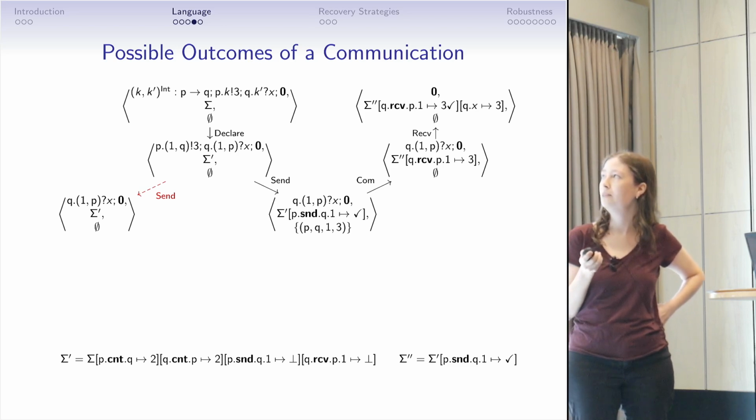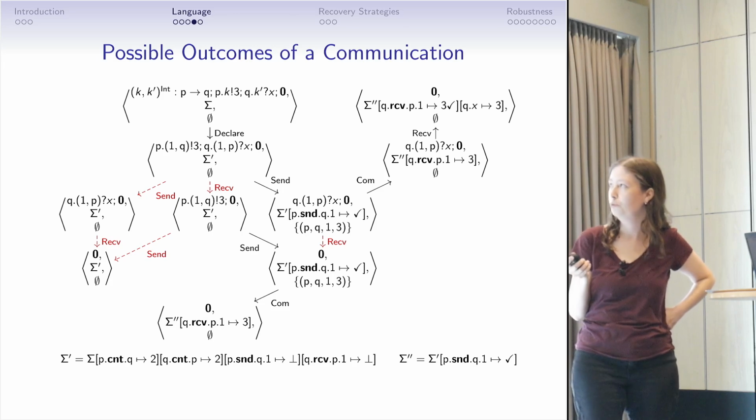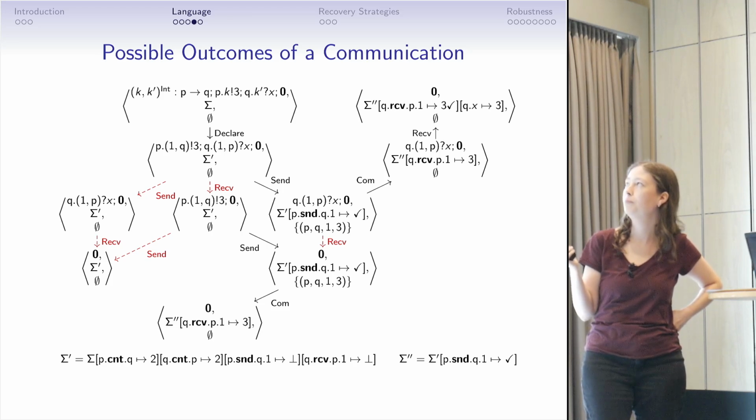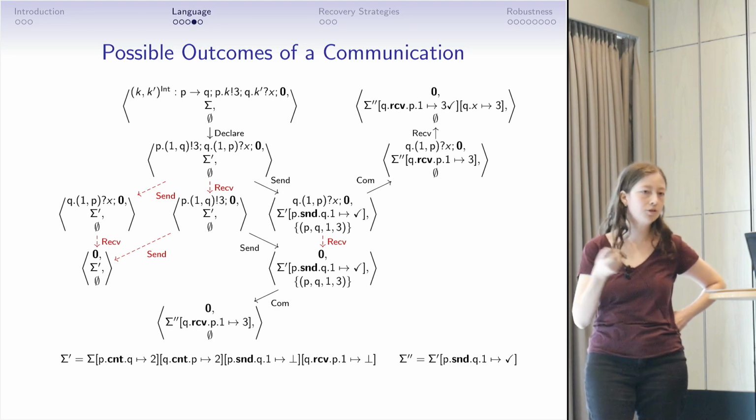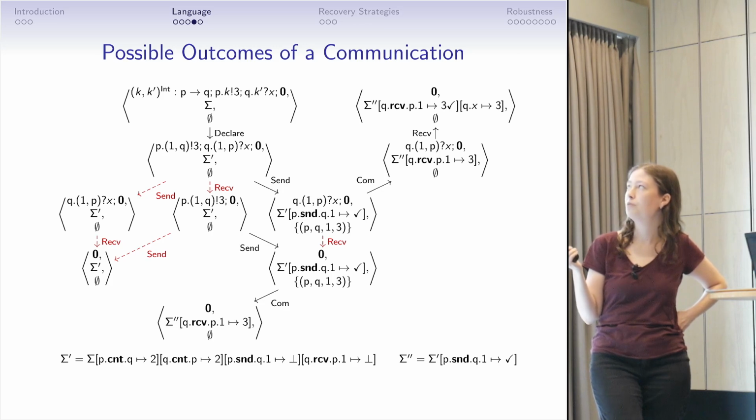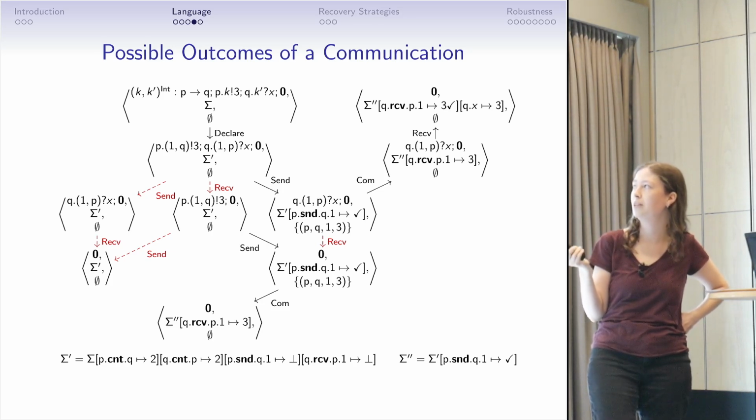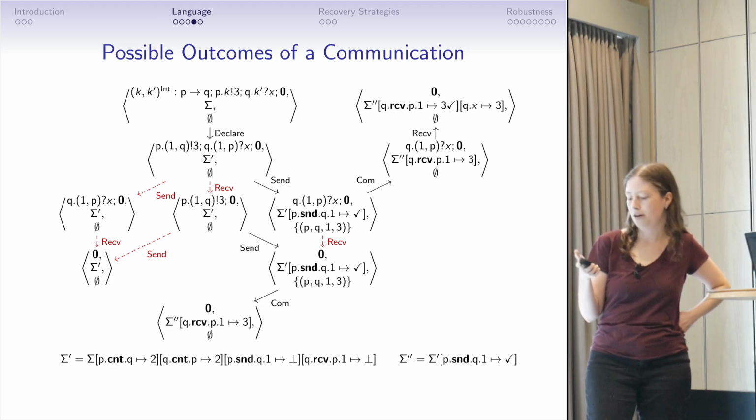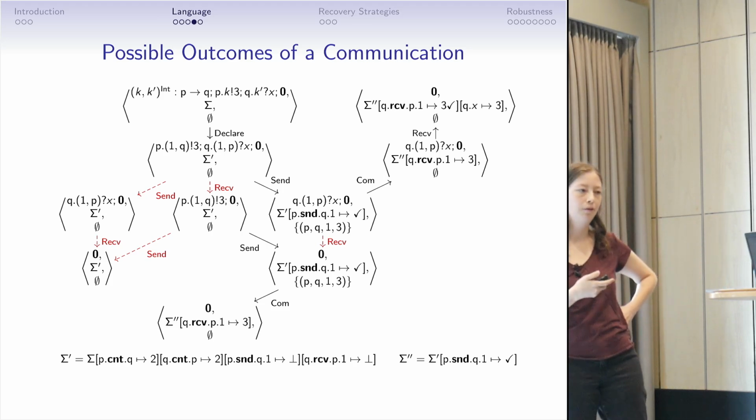Another thing that can happen is we might try to receive too early. Since Q and P can execute concurrently, Q might try to receive before the send has even happened. In that case, again, nothing really happens. We just consume the receive action, and we're stuck here. Then we can send unsuccessfully, or we can send successfully and communicate, but since our receive has been consumed, we can never properly receive it.